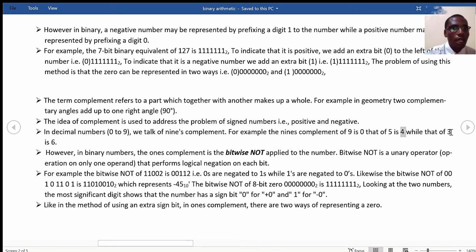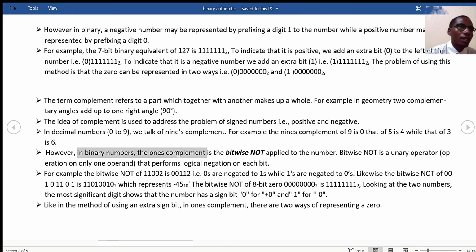3 and 6 will give you 9. 7 and 2 will give you 9. 1 and 8, all of those will give you 9. So we can say 1 complements 8, or 8 complements 1, to make up the 9's complement.